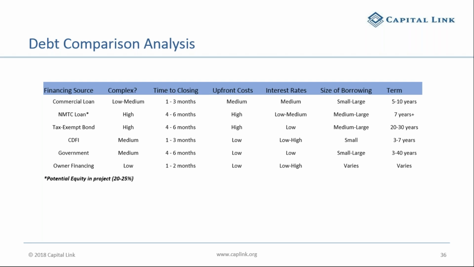Upfront costs. Again, some of these programs are easy to access. They don't cost much, but you have to look at the cost benefit. For the new markets, you get 20-25% equity, but it's actually quite a bit higher cost to go through that process. But again, you do have that equity put in at the end of the 7 years. Your interest rates, look at those and see, for instance, the USDA is going to be lower than most of these from an interest rate perspective, if not all. The only other one might be tax-exempt bonds that are a low interest rate.